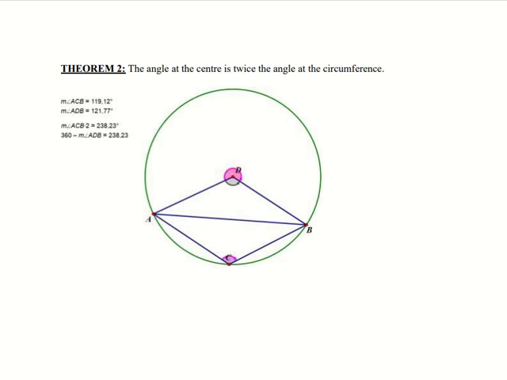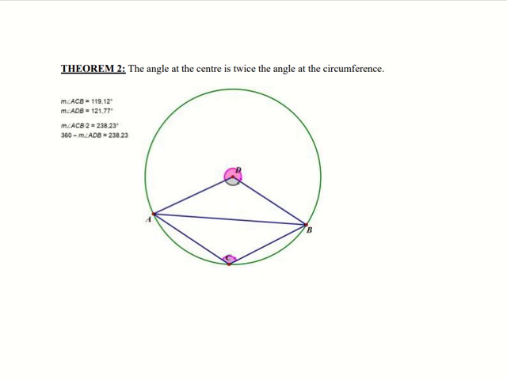Hi guys, welcome to another video, and this is the last video on angle at the center is twice the angle at the circumference. So we are investigating when the angle at the circumference is an obtuse angle now.